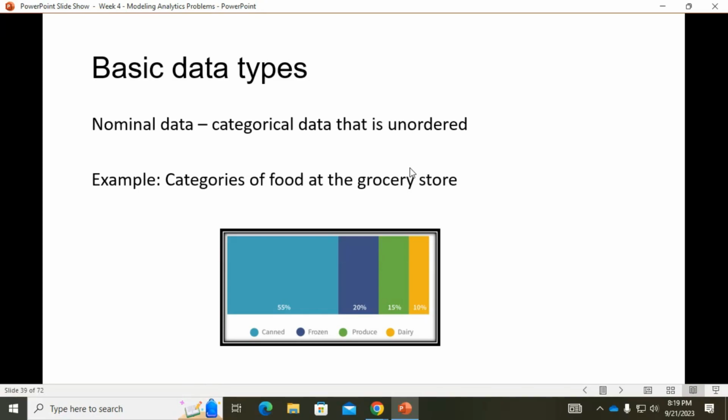So things like things at the grocery store, categories of games, genres of movies. There's no inherent order to that.